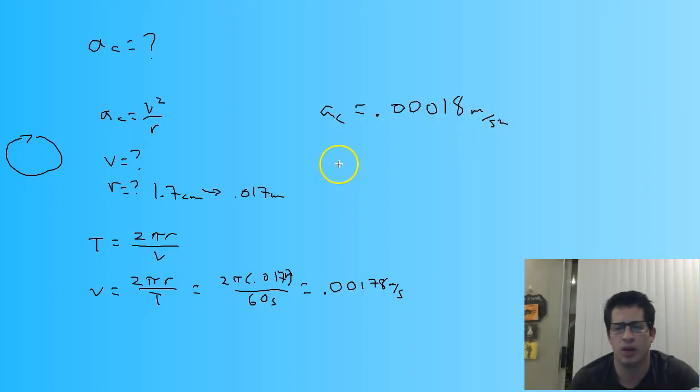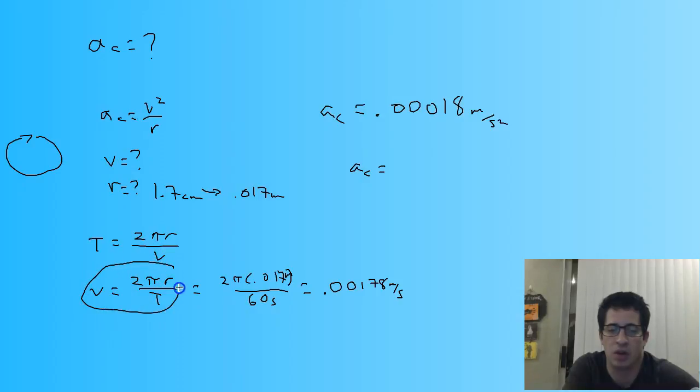Okay, so from here, there's one other thing I want to do. I want to come up with an equation for centripetal acceleration that doesn't use v for velocity. I want to get rid of this v. We can do this because we have this relationship between r, v, and t. So I want you to use this to try to come up with an equation for a that doesn't use v.